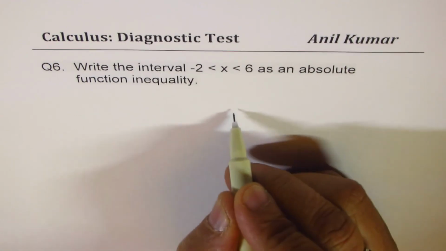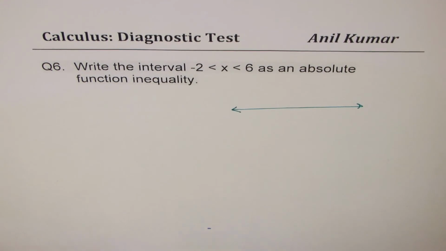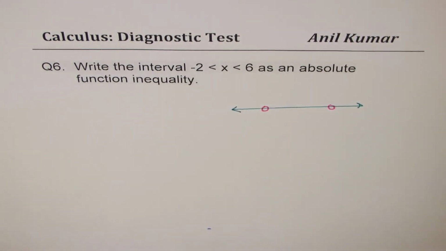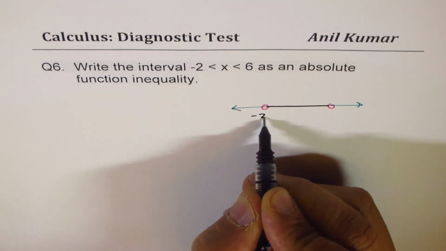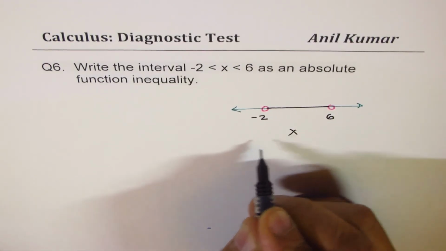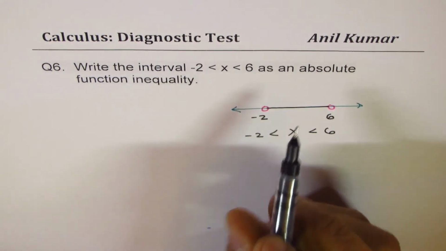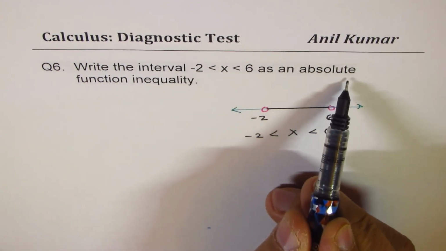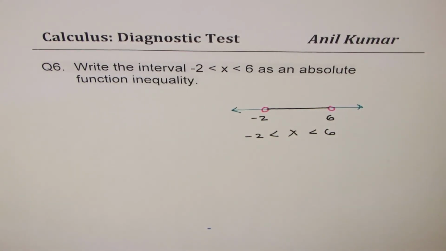Now, we are saying that on a real number line, we're looking for x between minus 2 and 6, not including these numbers, right? So we're looking for something which is within this, from minus 2 to 6. As an inequality, you can always write this as x is greater than minus 2 and less than 6. Now the question is, write this interval as an absolute function inequality. So that's the question for you. How are you going to do it?